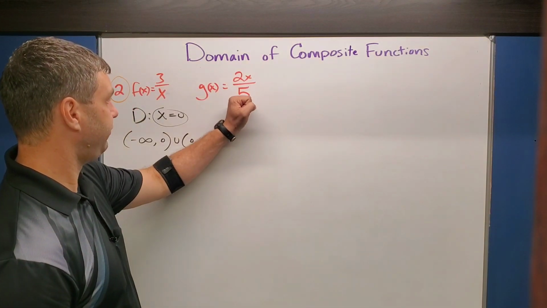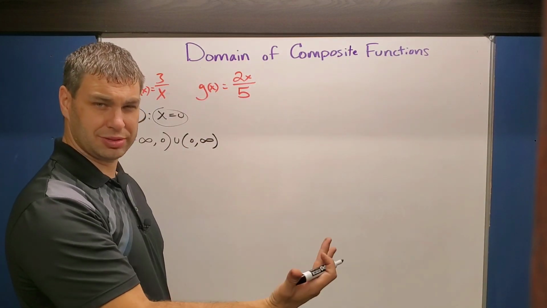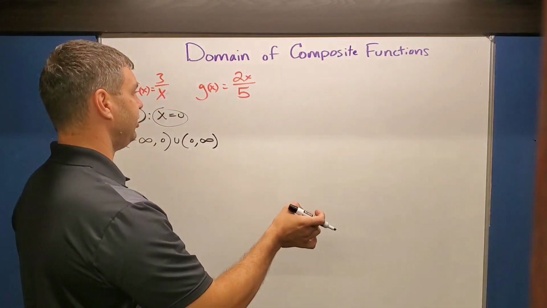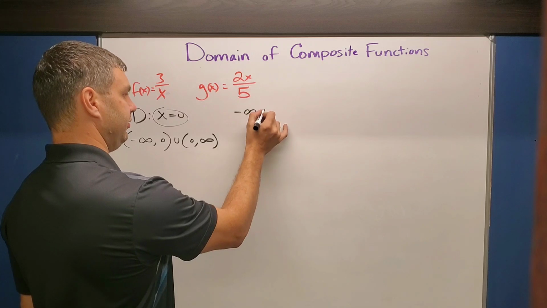All right, our g function, this one, 5 on the bottom. If I set 5 equal to 0, that doesn't even make sense. We cannot solve, and so therefore this is going to be all real numbers. In fact, it's going to be from negative infinity to infinity.